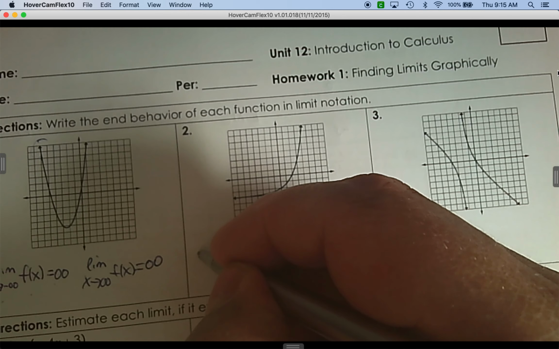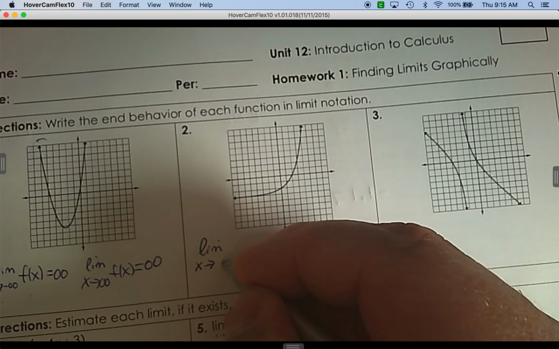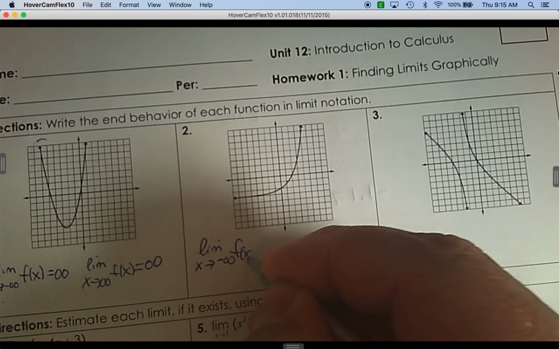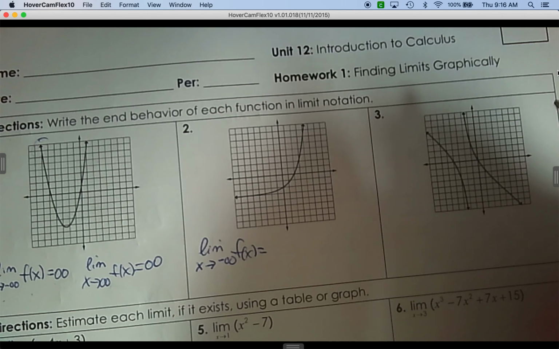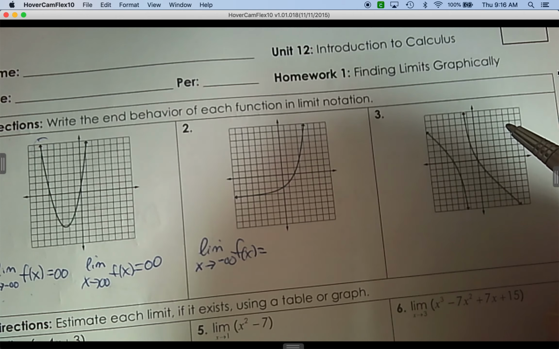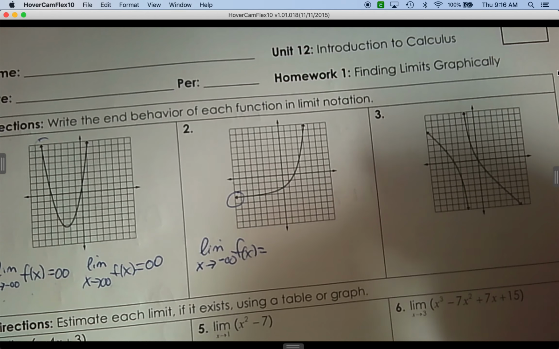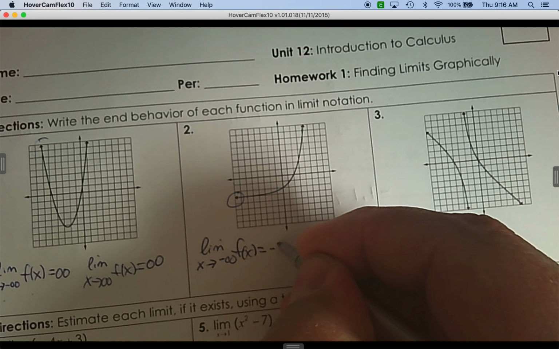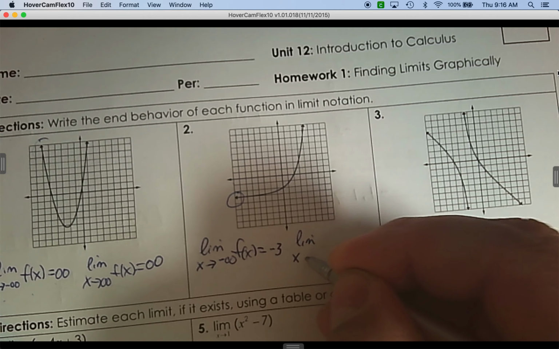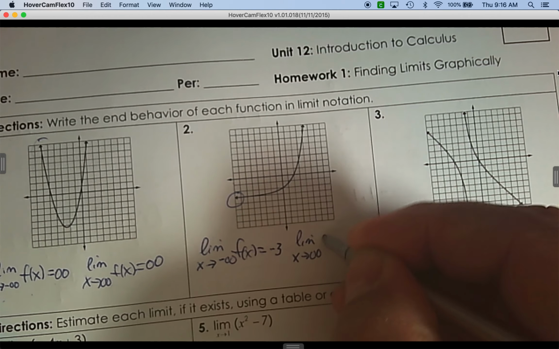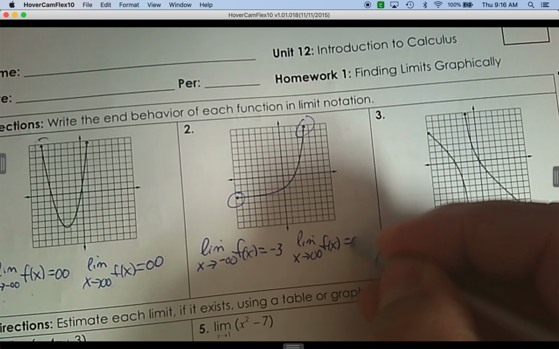All right, number 2. Let's be comfortable writing as a limit. Limit as x approaches, now left would be negative infinity, of f at x equals. And the left end kind of looks like it's flattening out to a number. So what's the y coordinate that it's getting closer to? I count down and I see that answer is negative 3. The right end, limit as x approaches positive infinity. Where's the right end? It's going to infinity.